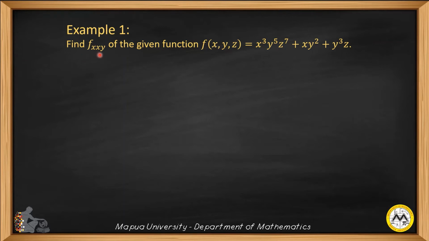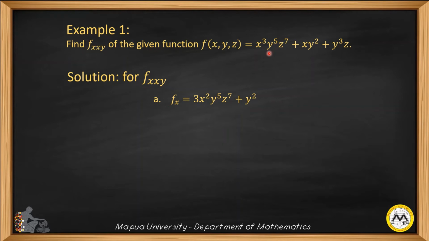So following the order of differentiation as indicated by the subscript, we do first the partial derivative of f with respect to x, the result we differentiate with respect to y, and then the second order derivative will be differentiated again, but now with respect to y, to obtain the third order derivative. So if we proceed for f sub xxy, we do the following. First is to obtain f sub x, or the partial derivative of f with respect to x, differentiating this particular expression with respect to x while holding y and z constant.